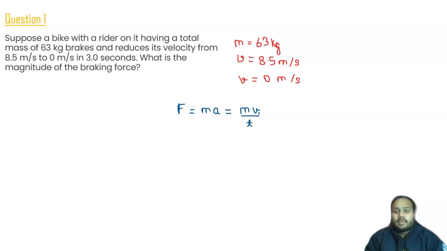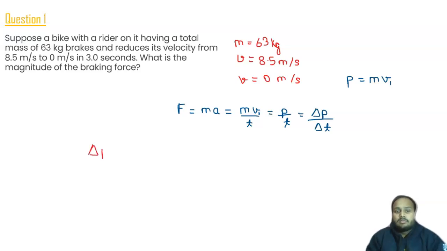So let's not confuse ourselves, since we have taken v as 0 meter per second. Mass into velocity is called momentum, which is represented as p. So momentum is equal to mass into velocity. So force will be p upon t, and also we can write it as change in momentum by change in time.